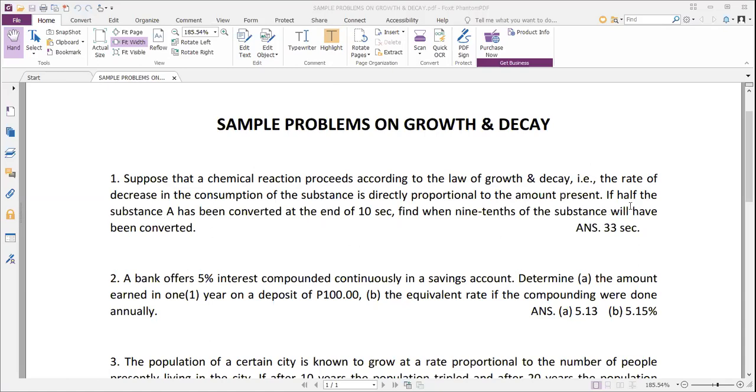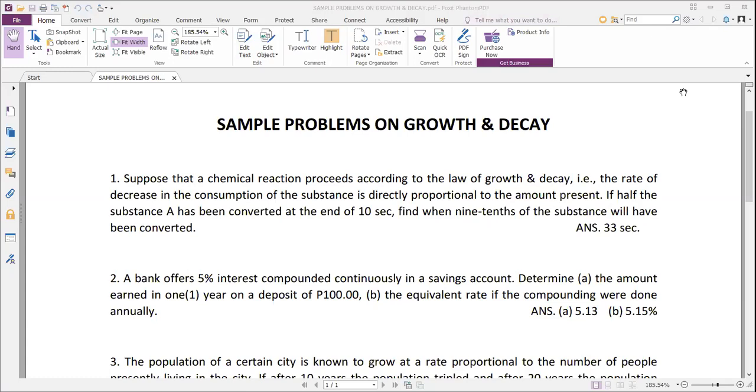Now, if half the substance A here, whose identity is not specified, has been converted at the end of 10 seconds, find when 9/10 of the substance will have been converted. I place the answer here, which is 33 seconds. We are to determine how long it will take for 9/10 of the substance to be converted.